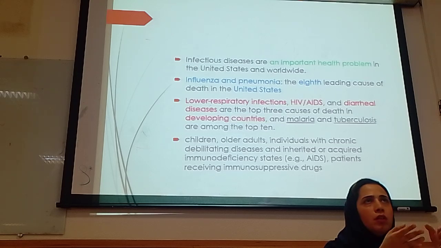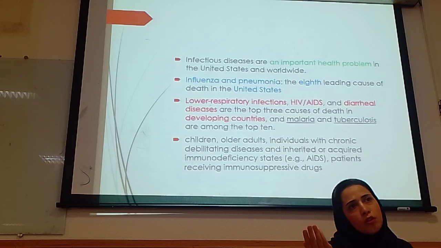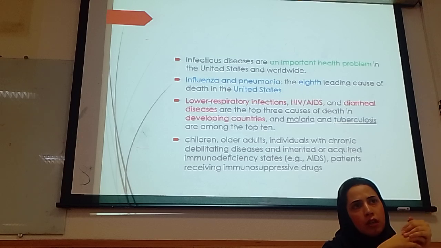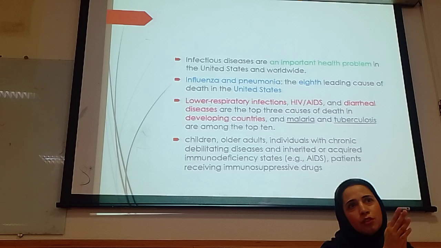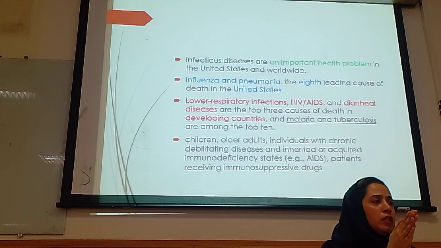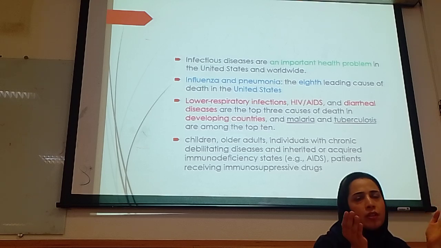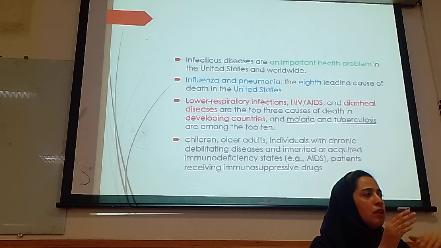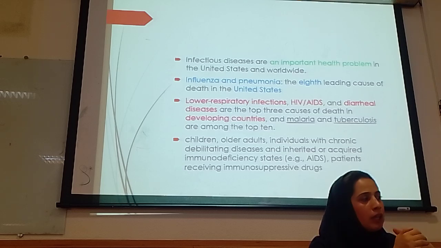And what are more common infectious disorders? For example, common cold, diarrhea, influenza, and for example, 2 or 3 years ago, COVID, a newly emerging infectious disease. The epidemiology of infectious disorders is different in different parts of the world. As Robbins said, influenza and pneumonia are the 8th leading cause of death in the US. In developing countries, for example, lower respiratory tract infections, HIV/AIDS, and diarrheal disorders are common.